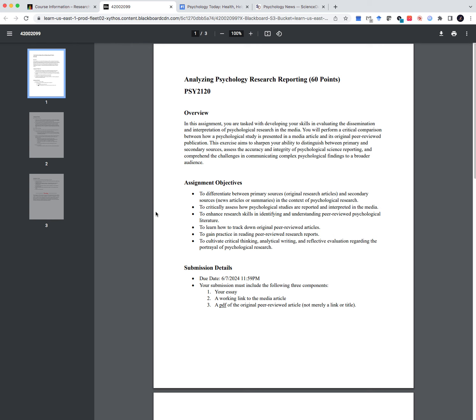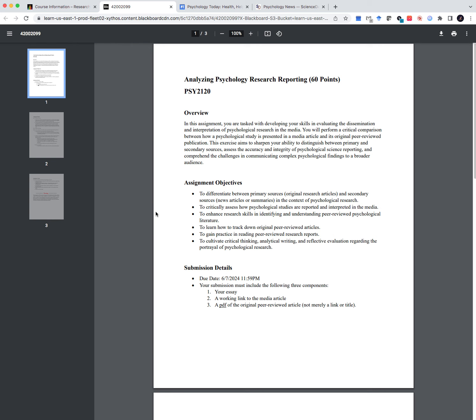This exercise aims to sharpen your ability to distinguish between primary and secondary sources, assess the accuracy and integrity of psychological science reporting, and comprehend the challenges in communicating complex psychological findings to a broader audience. Okay, so the assignment objectives. One is to differentiate between primary and secondary sources.